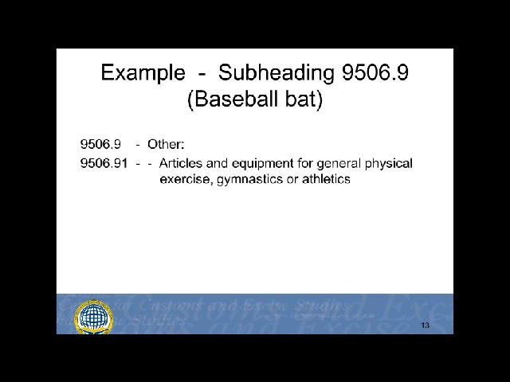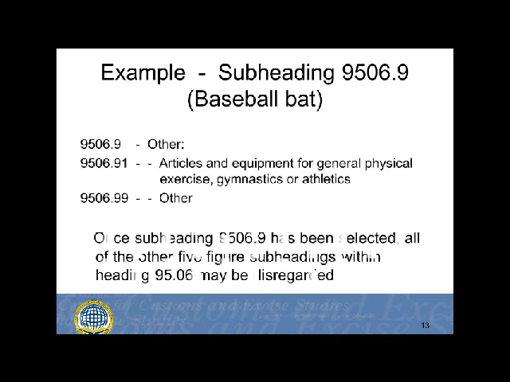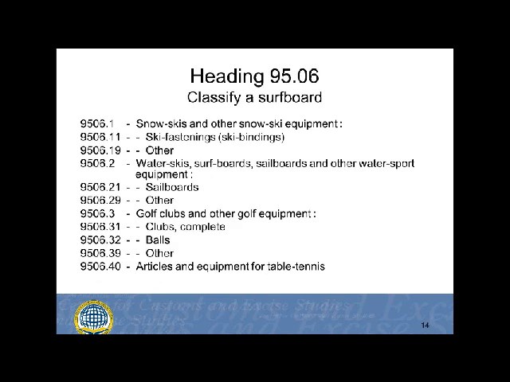Having established the one dash or five-figure subheading, the next step is to examine the two dash subheadings within that five-figure subheading. All the other information within heading 9506 may be disregarded. There are only two two dash subheadings within 95069. As the baseball bat is not an article or equipment for general physical exercise, gymnastics or athletics, the answer is subheading 950699.